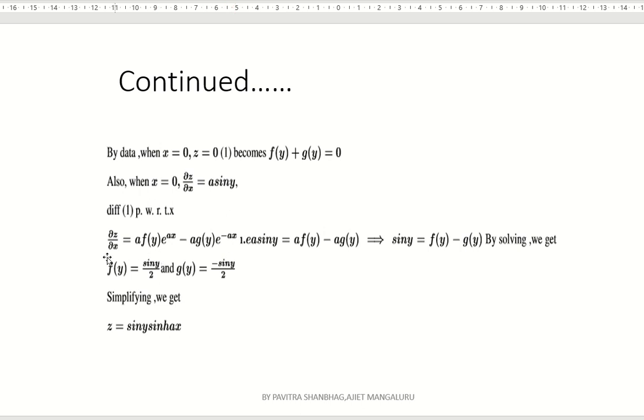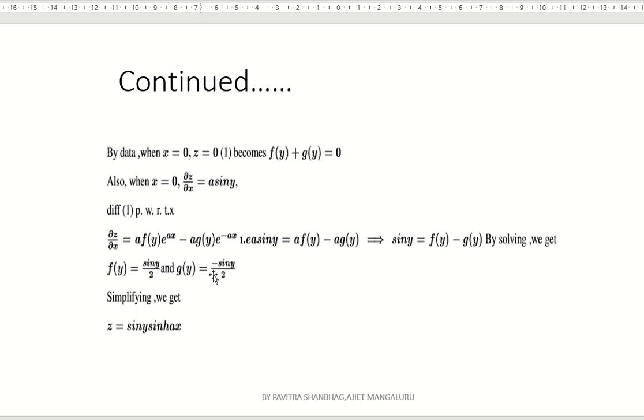Now use the condition. What is the condition given? ∂z/∂x is a sin y, and x = 0 is given. So a sin y = a f(y) - a g(y), because e^0 is 1. The common constant a cancels on both sides. So f(y) - g(y) = sin y. Now f(y) + g(y) = 0 and f(y) - g(y) = sin y. Add both, we get 2f(y) = sin y. So f(y) = sin y / 2. Subtract, then we get 2g(y) = -sin y. Therefore g(y) = -sin y / 2.